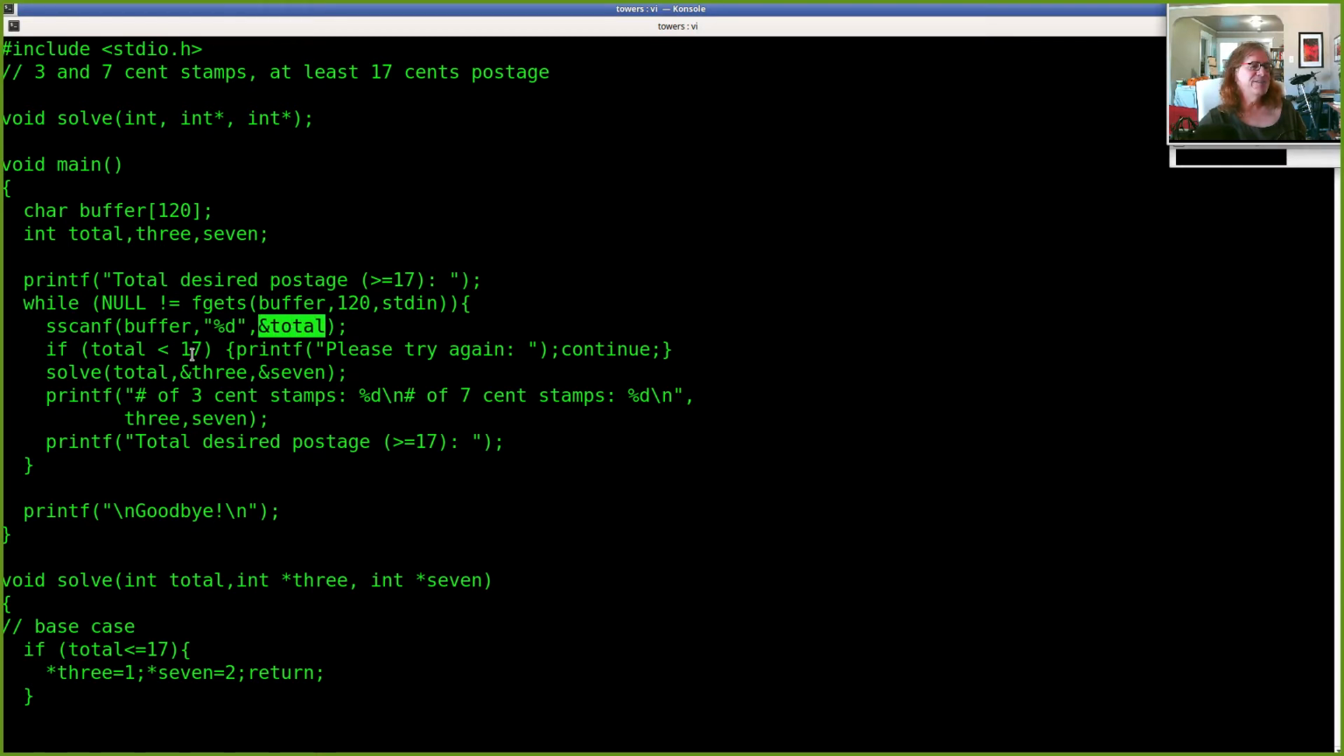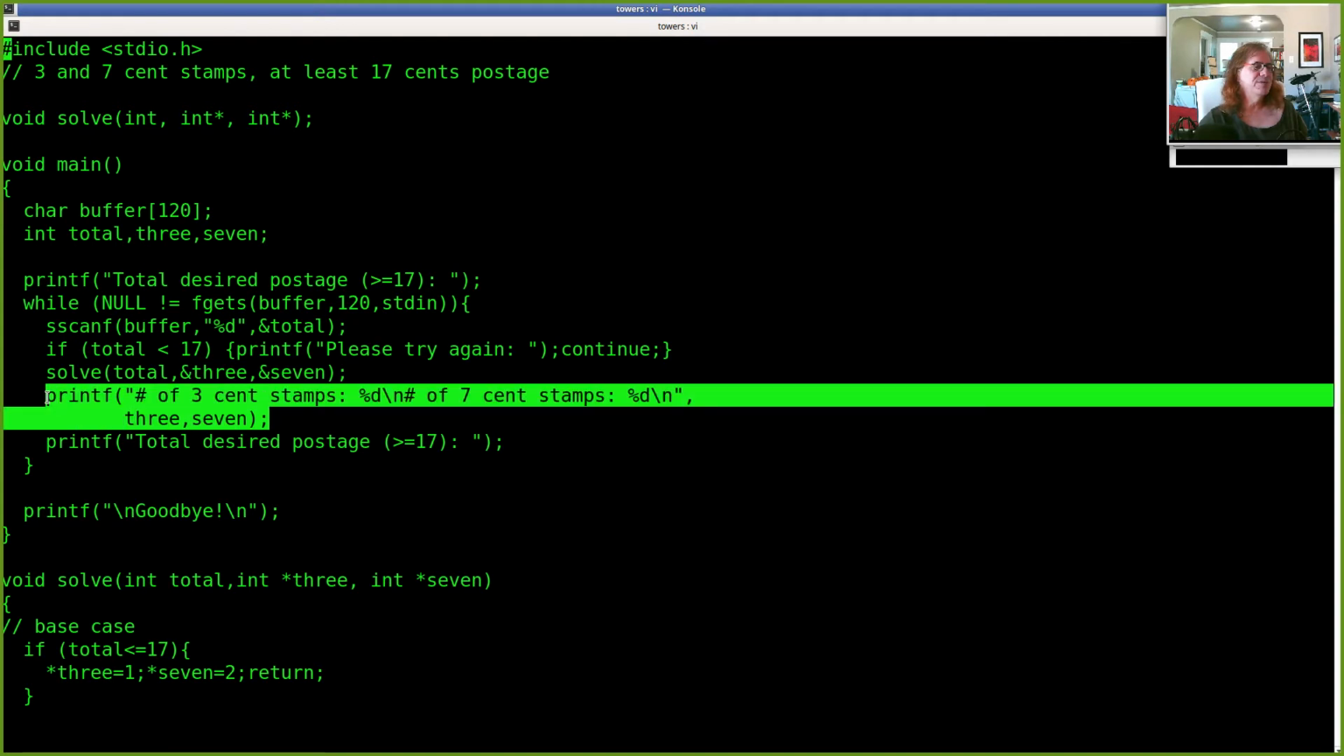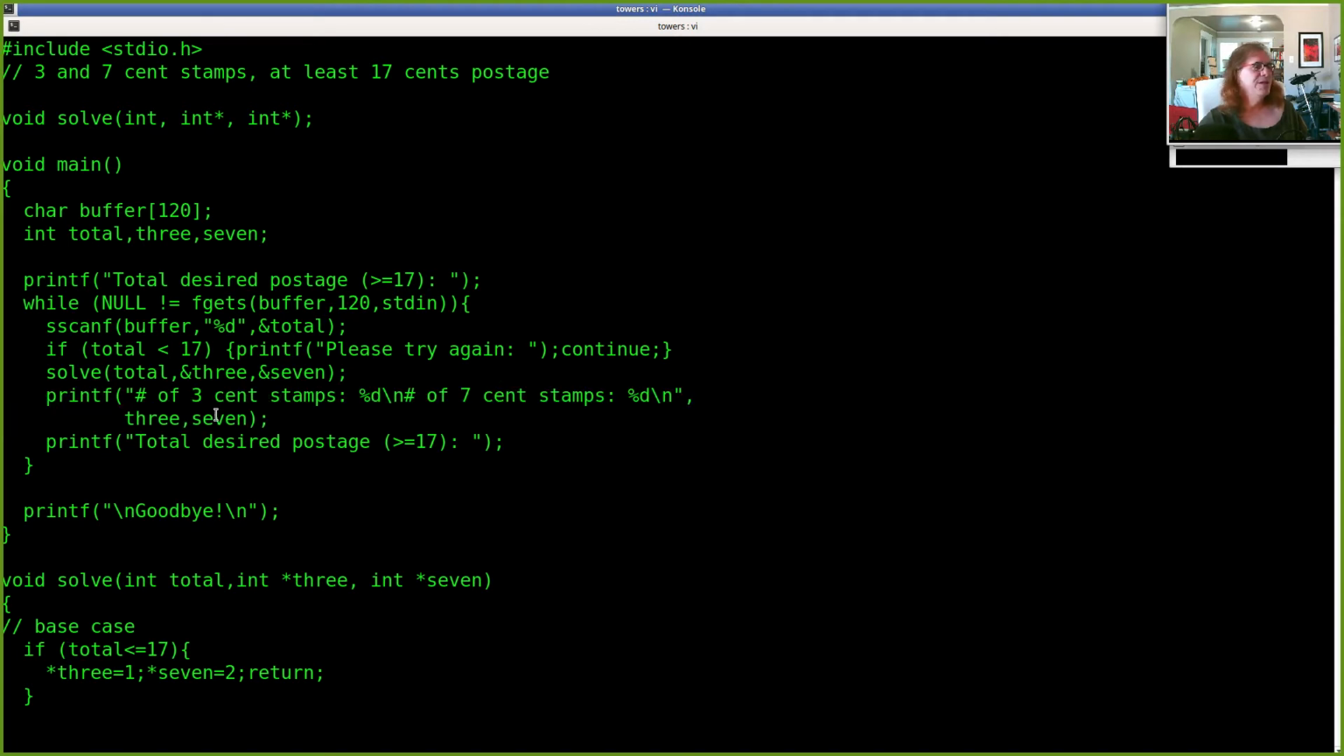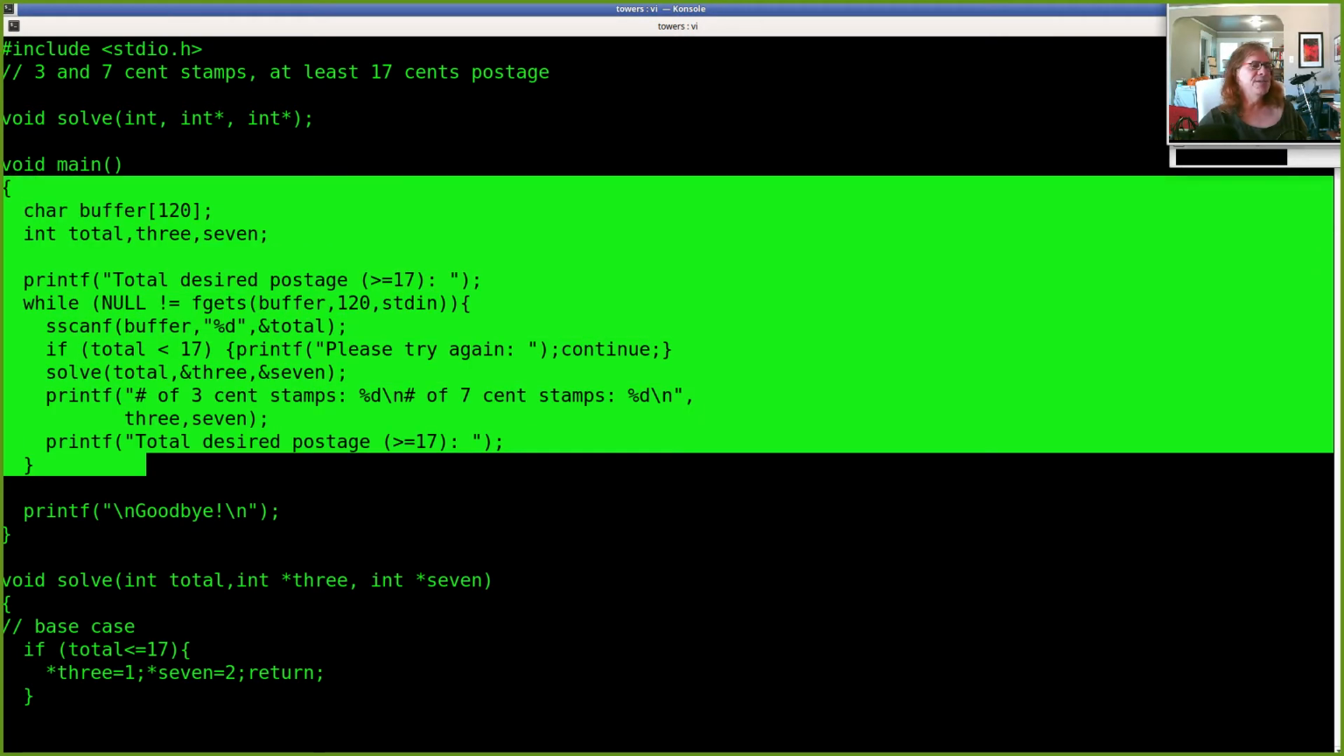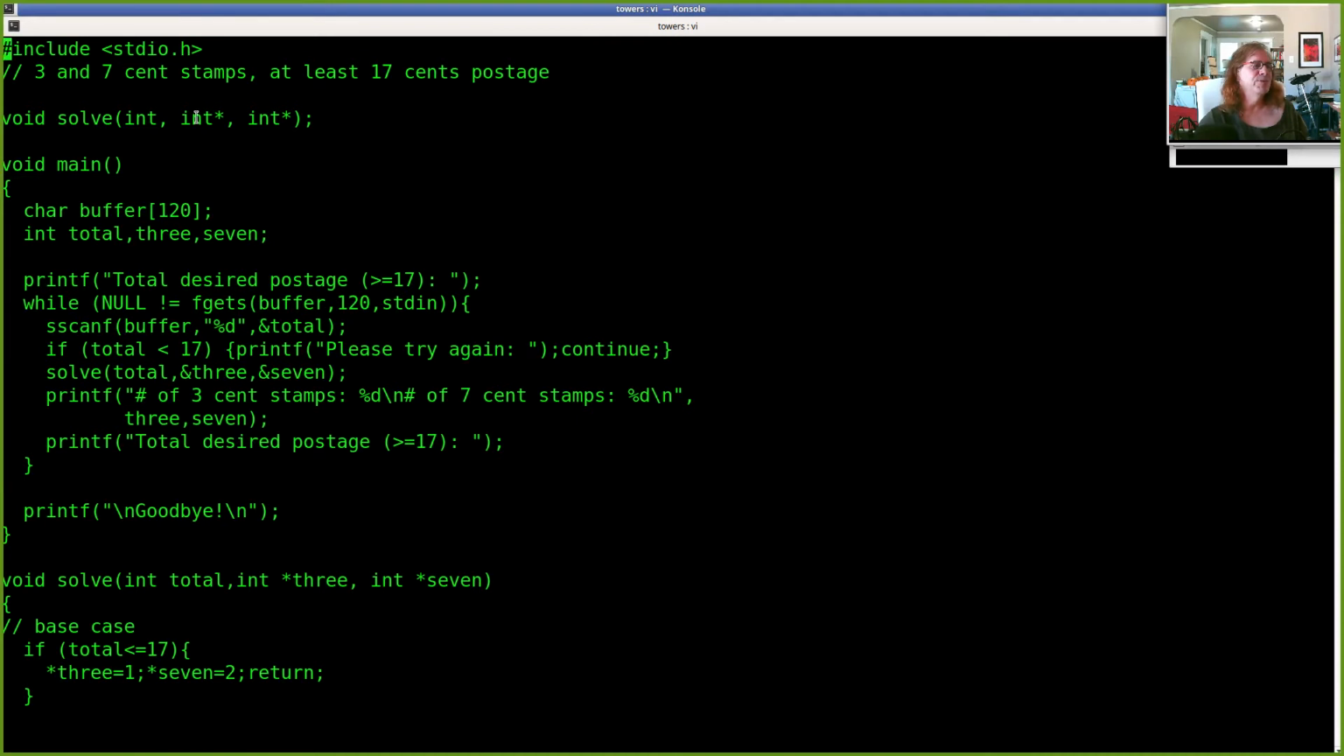And if you ask for less than 17 cents postage, I'm not going to do it. I'm just going to say try again. Otherwise, I'm going to call this solve function. And solve takes 3 arguments: the amount of postage I want, and then 2 placeholders. It will return to me the number of 3-cent and 7-cent stamps to add up to that total. And then I'm just going to print them out. Number of 3-cent stamps is 3, number of 7-cent stamps is 7. So this is just a main program to exercise this solve function, which takes total postage and gives you back the number of 3s and 7s.